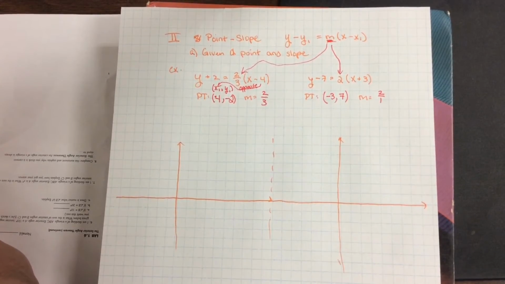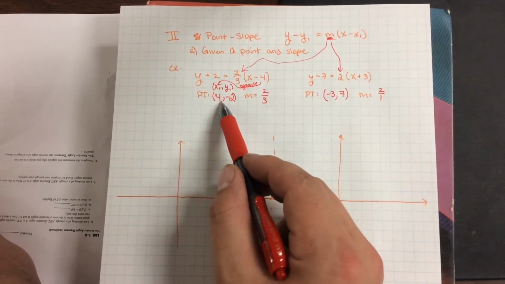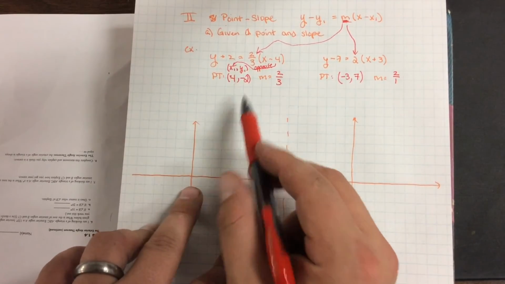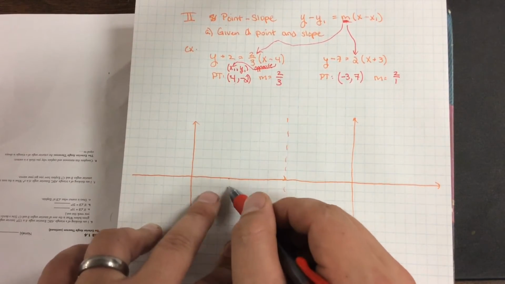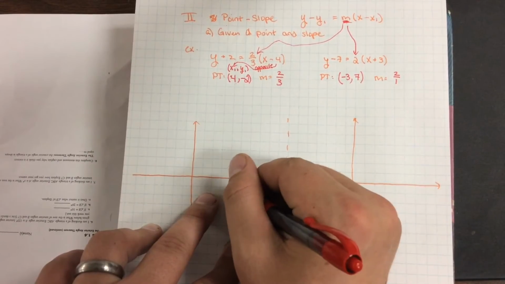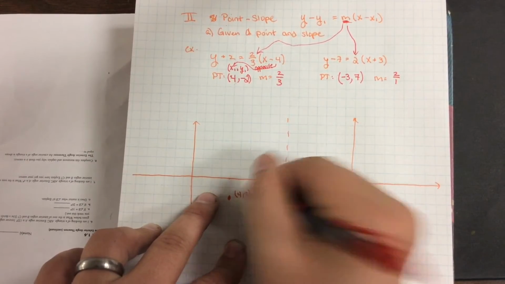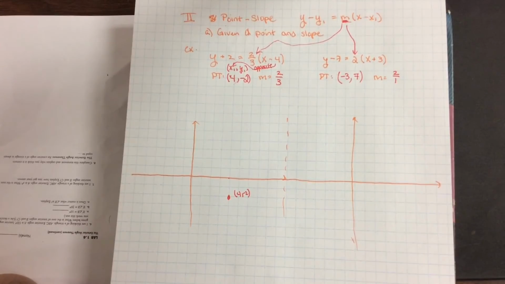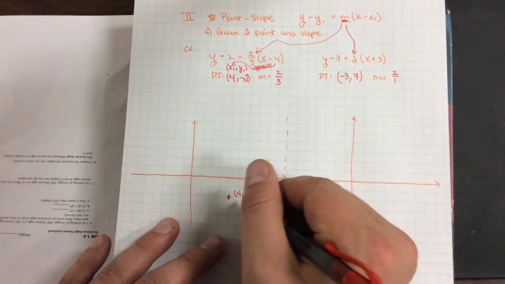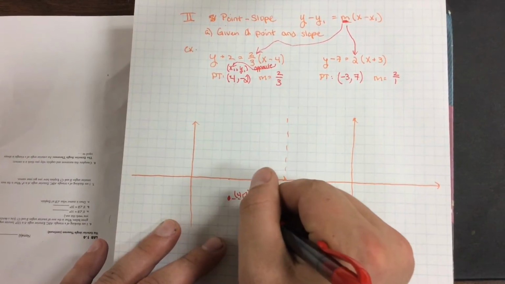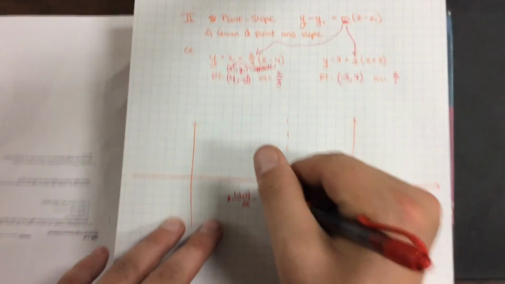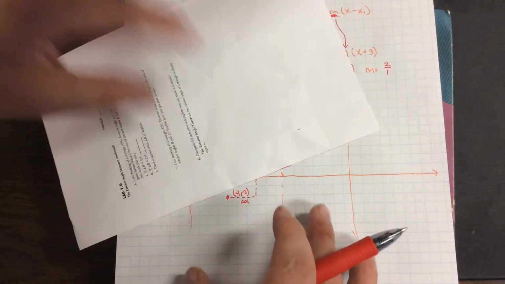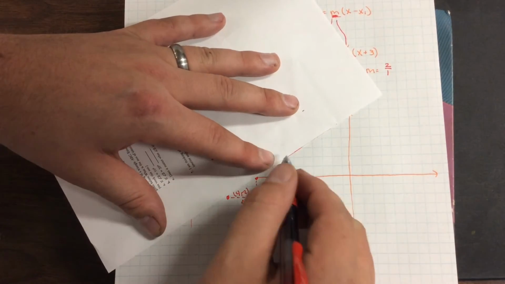Except now, instead of starting at the y-intercept, we're going to start at this point. Okay? So I'm going to go over to 4, negative 2. So 1, 2, 3, 4, down 2. This is my point of 4, negative 2. From this point, I am now going to apply my slope, where it says my change of x is 3, and my change of y is positive 2. Once I have 2 points, that's enough to graph the line.